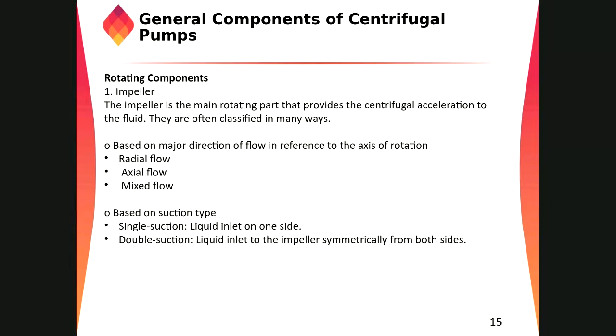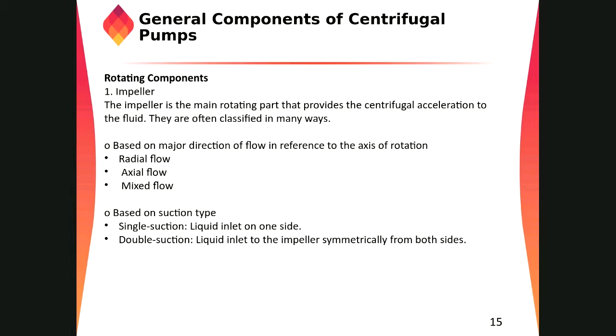So moving on to the rotating components, we have the impellers. The impeller rotates at high speed and generates centrifugal acceleration in the fluid, right? They are classified in many ways, based on the direction of flow or based on the suction type. The flow can be radial flow, axial flow, or mixed flow. Based on the suction type, there is single suction, with liquid inlet on one side, and double suction, where liquid enters symmetrically from both sides.